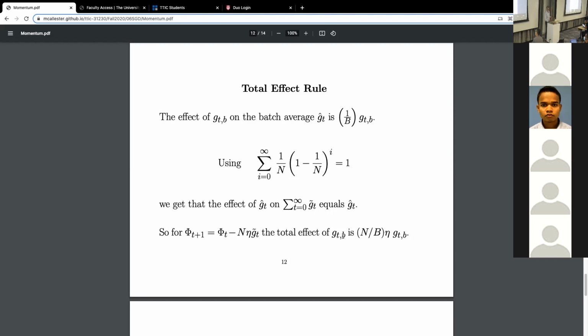Here. Oh, so G, this is the gradient for batch element B at time step T. Right. And I'm asking, so you're saying this is the total effect of that? Of this one gradient, on what? On the parameters. It's the effect of that on the parameters, right? Because the parameter update, this is the parameter update equation. Right, where this thing is the running average, the exponential running average.